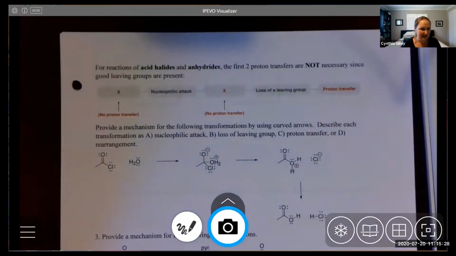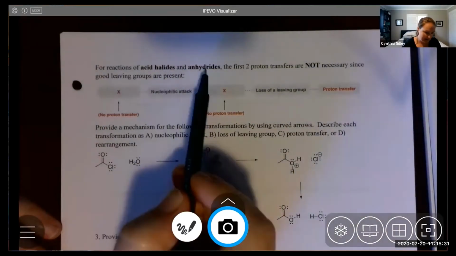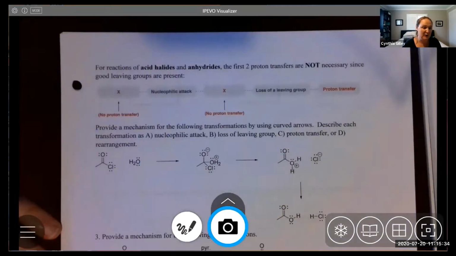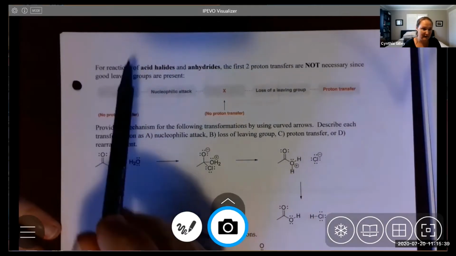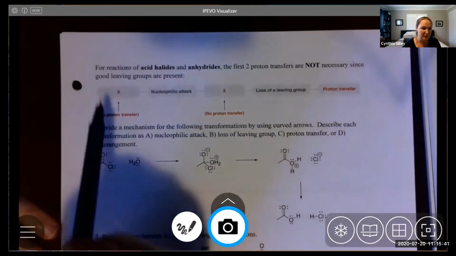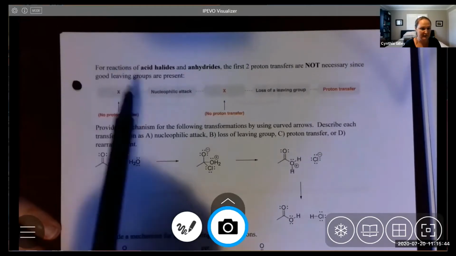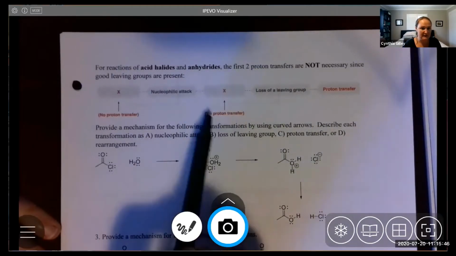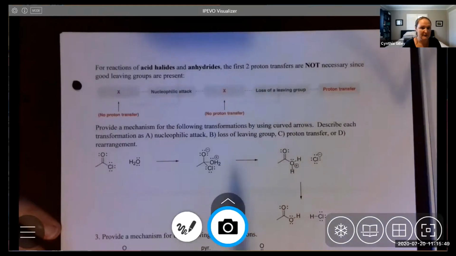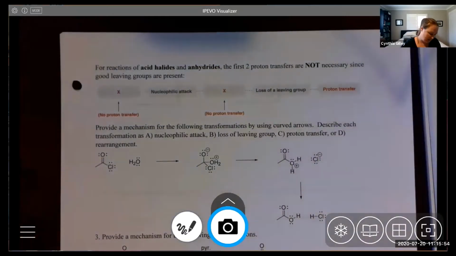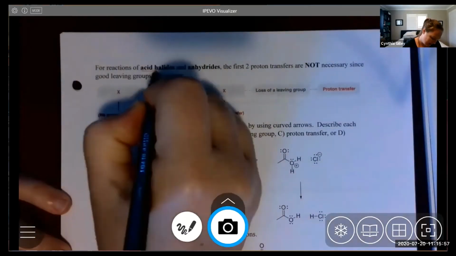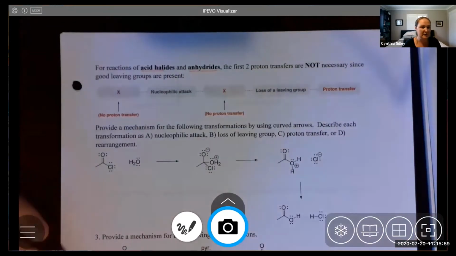In the case of an acid halide or an anhydride, you don't need these two proton transfers because you already have a good electrophile. So you don't need the initial proton transfer to make a better electrophile. And you already have a good leaving group, so you don't need the one in the middle either. So it tends to be a shorter mechanism when you are dealing with an acid halide or an anhydride. Or in addition, it can also be shorter if your nucleophile is good. And we'll look at examples like that too.